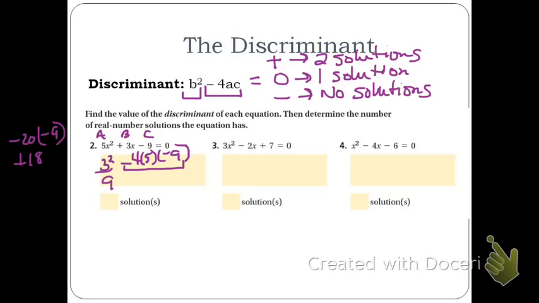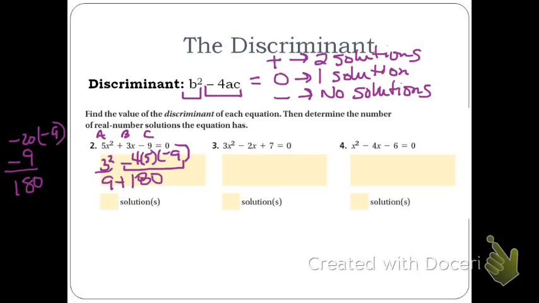And what did I do here? Oops, I was subtracting. Let me back that up. So negative 20 times negative 9, that's 180. And a negative times a negative is a positive, so that's a positive 180.